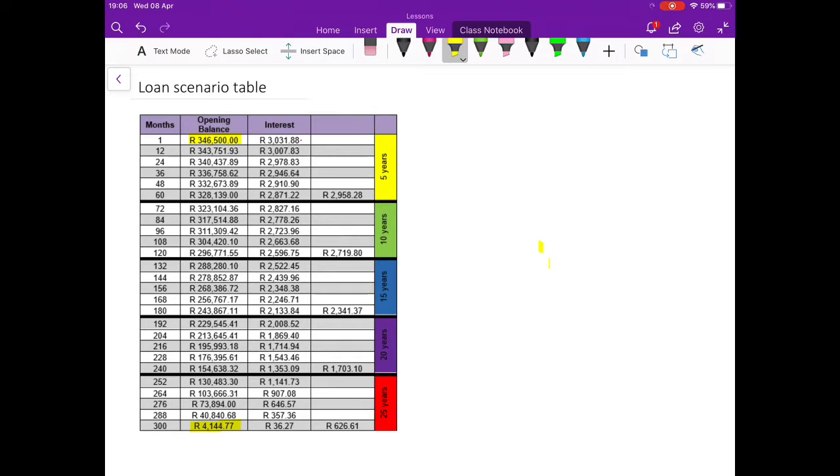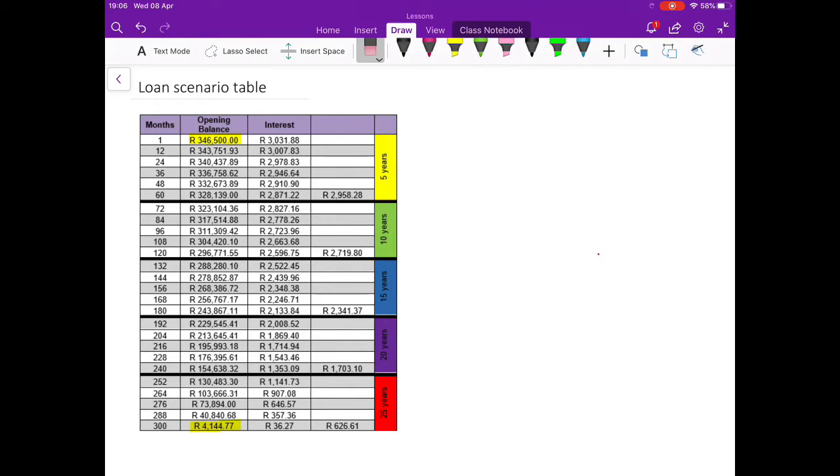Well, if we have a look at the interest, we can see that the interest changes every single month. So if the interest changes every single month, obviously the amount is going to be different. So it is not going to be a straight line graph. There's not a constant decrease. So it is going to be a curve.